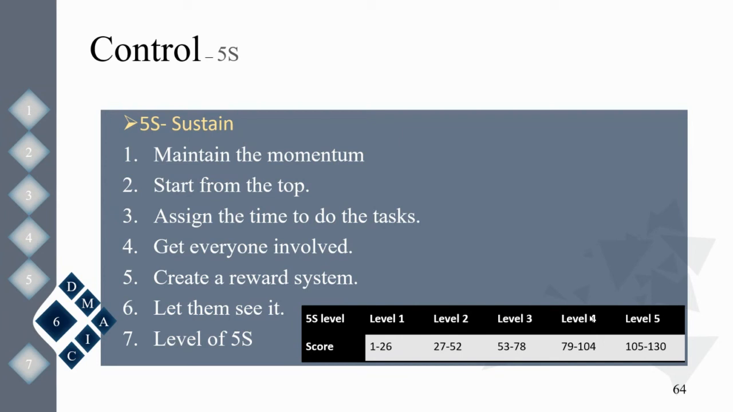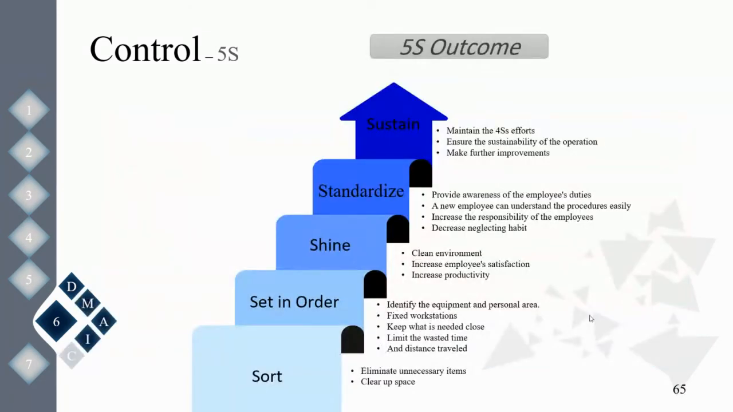Between the levels, the 5S outcome begins with Sort: eliminate unnecessary items and clear up spaces. The second, Set in order: identify the equipment and personal area, fix workstations, keep what is needed close, and limit the wasted time and distance traveled.